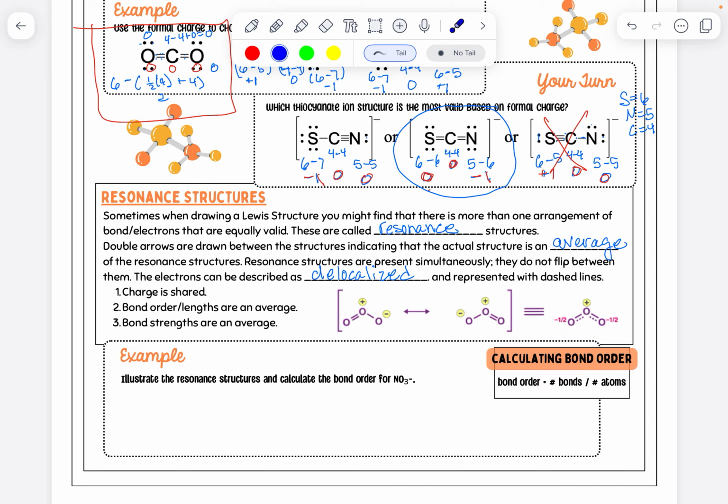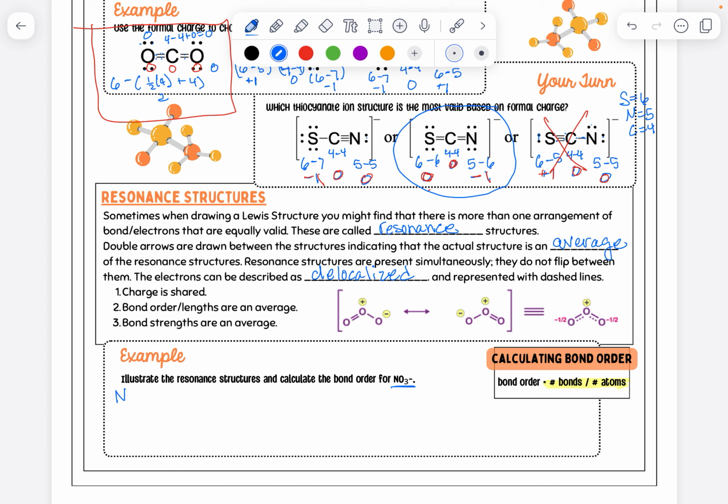So how you do that is you take the number of bonds and you divide it by the number of atoms. So here it says, illustrate the resonance structure and calculate the bond order for NO3 negative. So the first thing we have to do is draw the Lewis structure.